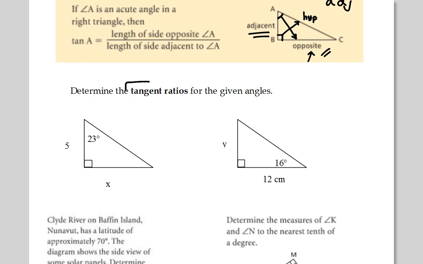All right, determine the tangent ratio. What is the tangent ratio? O divided by A. We can do this. We are smart people.